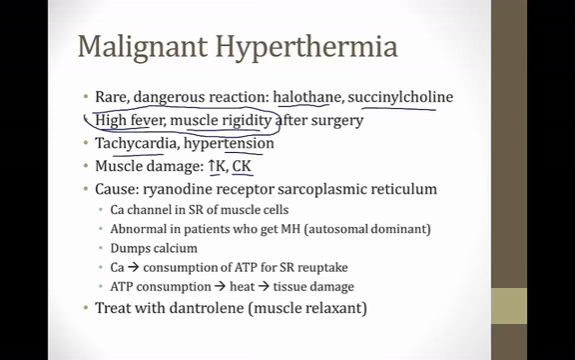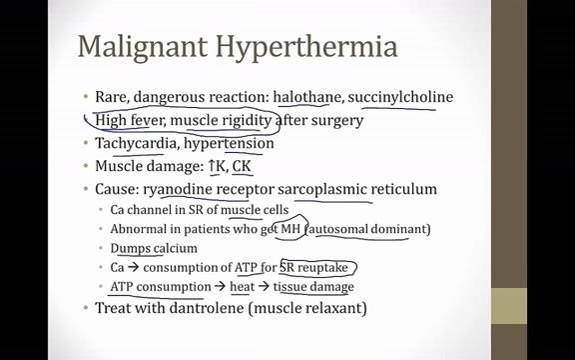And we think this happens because patients have a problem with something called the ryanodine receptor on the sarcoplasmic reticulum. This is a calcium channel in the sarcoplasmic reticulum of muscle tissue, and it's abnormal in patients who get malignant hyperthermia. We think it may be passed down in an autosomal dominant fashion. This receptor dumps calcium in response to these drugs, and the calcium leads to massive consumption of ATP as the sarcoplasmic reticulum tries to reuptake that calcium. All this ATP consumption leads to heat, and the heat is what causes the tissue damage, and that's why it's called hyperthermia, and it presents with a high fever. And you treat this with a drug called dantrolene, which is a muscle relaxant.